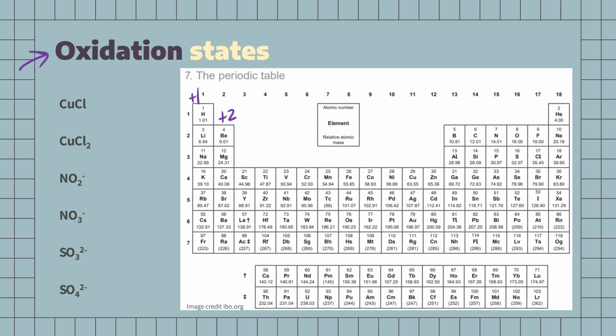Transition metals are weird. We're going to skip them and jump over to boron, which is most likely to have a charge of +3, as will the other elements in boron's group. Carbon is everywhere between a +4 and a -4. Nitrogen is going to be a -3, and then a -2, a -1.